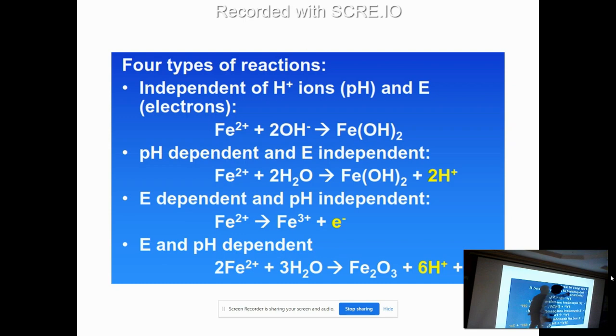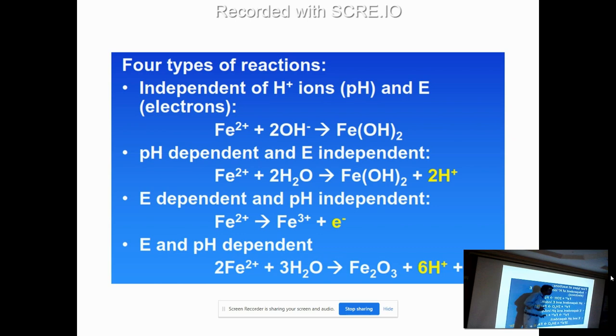Independent of H plus ions means independent of pH. For example, H plus ions are almost equal to pH. So independent of H plus means independent of pH. That means dependent on potential. That means electron transfer. Look at the reaction: pH independent equation. Fe2+ gives us Fe3+ plus an electron. So an electron will be involved.